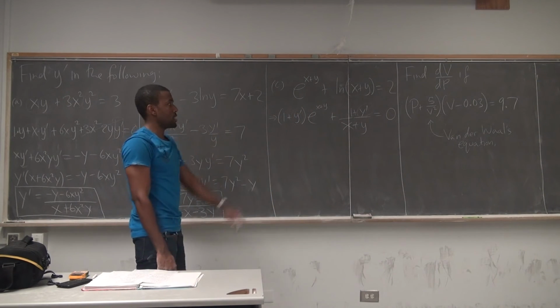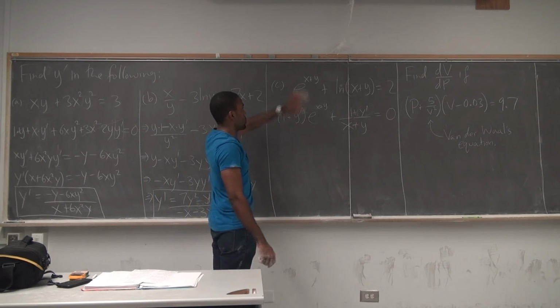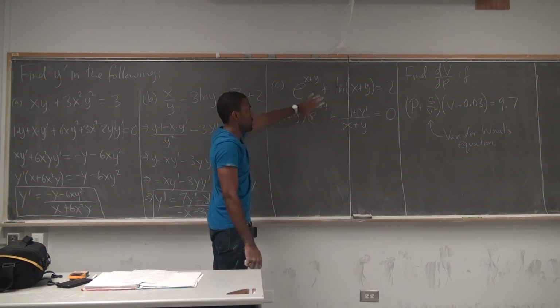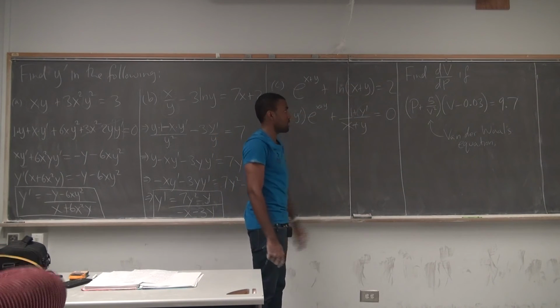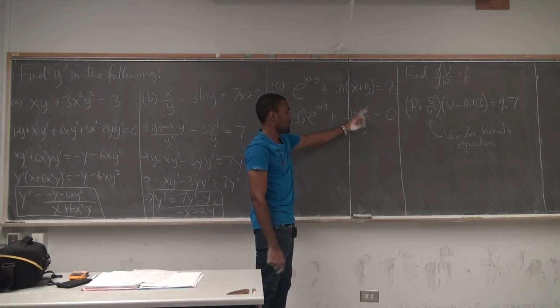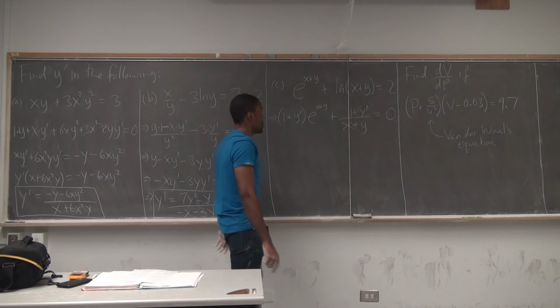I just go through and differentiate everything using my old rules. So I know the derivative of e to anything is just the derivative of the power times the original function. The derivative of ln of something is the derivative of the thing over the thing itself. And of course I'm applying the chain rule and all that. The derivative of 2 is 0.